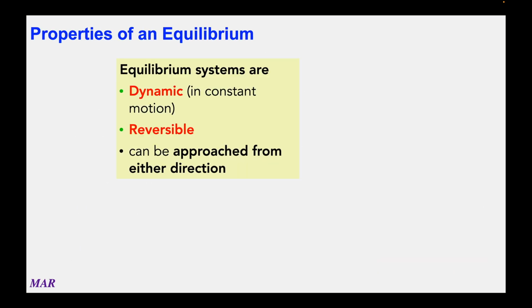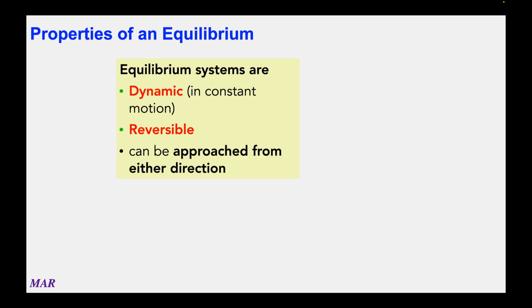So in an equilibrium, you have to have an equilibrium system which is dynamic. And what that means is reactants will form products, products will form reactants, and they go back and forth. Like they never really stop. You don't get to the point where you have products staying as products or reactants staying as reactants. They go back and forth and back and forth and back and forth. And because they can go back and forth, they're reversible.